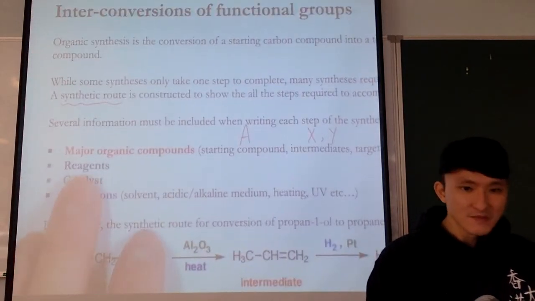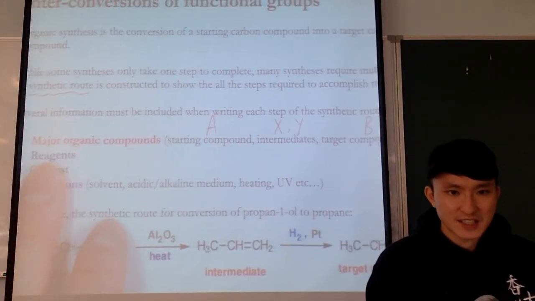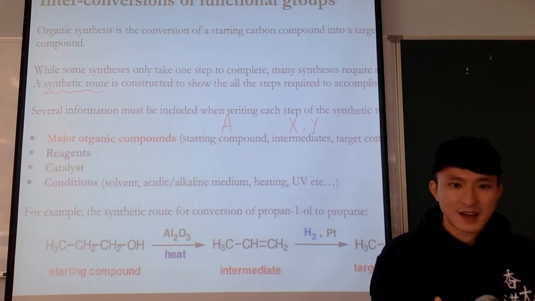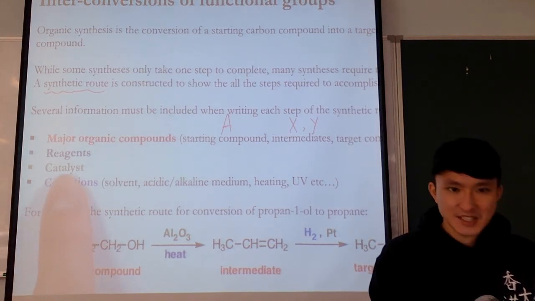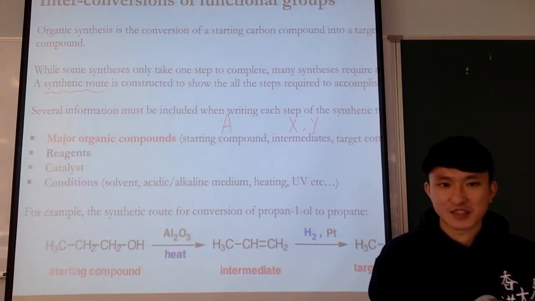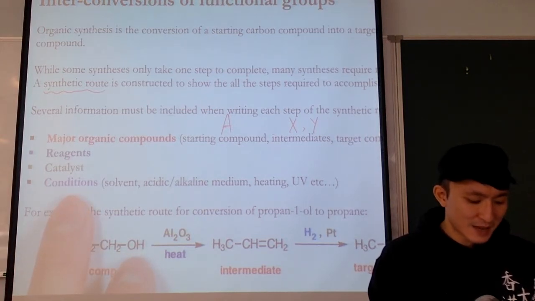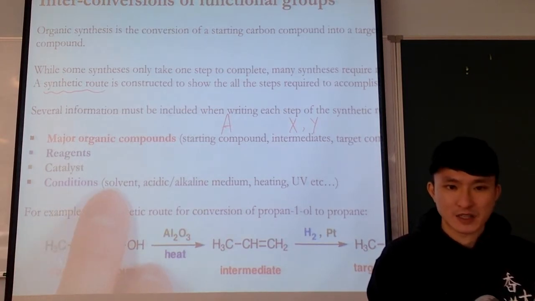The next one is, of course, the reagents. Most conversions require a reagent, so you need to specify it and show it. Catalyst: some reactions require a catalyst, and you also need to show it. And lastly, the conditions. Sometimes the conditions may require a specific solvent.